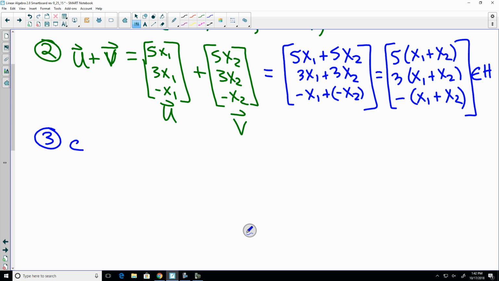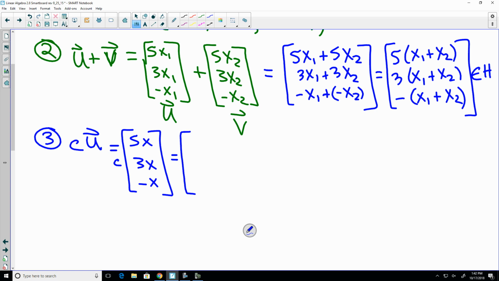All right, so let's do c times u, a scalar times vector u. Let's say that's c times 5 times x, 3 times x, negative x. I don't have to use x1 here. And then I multiply the scalar inside. c times 5 times x, c times 3 times x, negative cx.